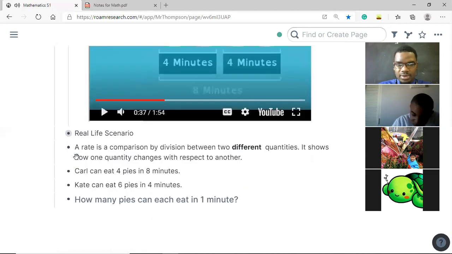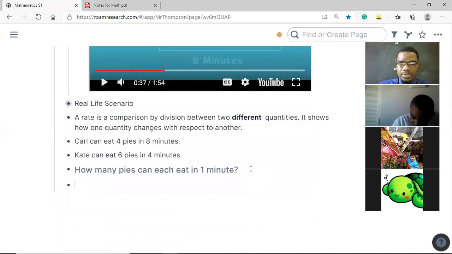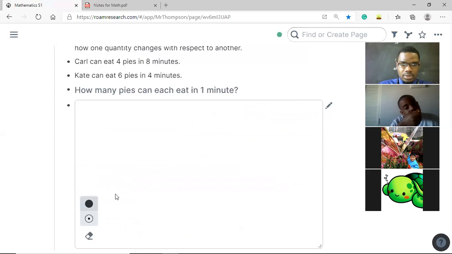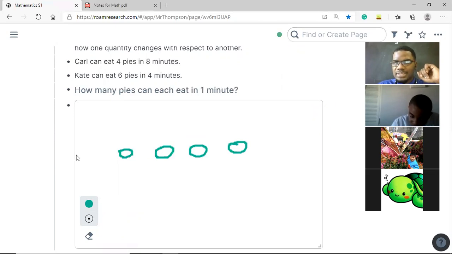Let's break that apart. Let me draw something to explain it. Let's use the color green. This is pie 1. This is pie 2. And then this is pie 4. Remind me again, how many minutes did it take to eat the 4 pies? 8 minutes, right?